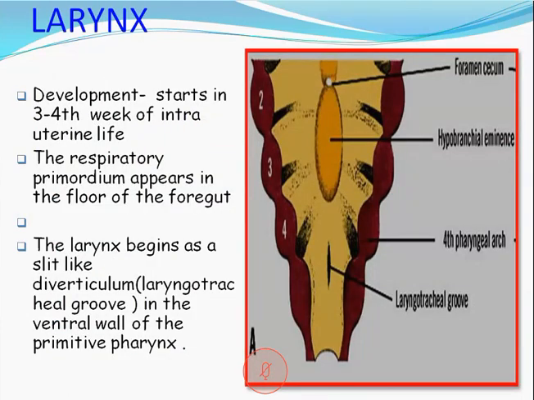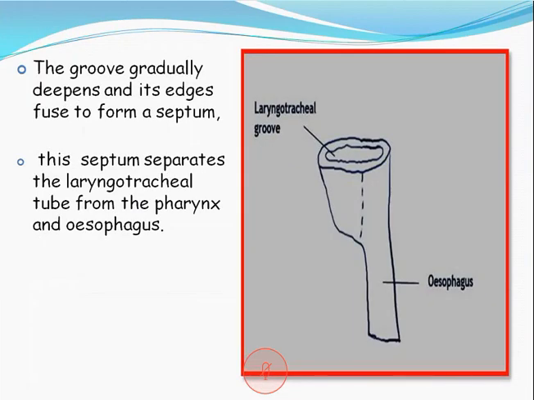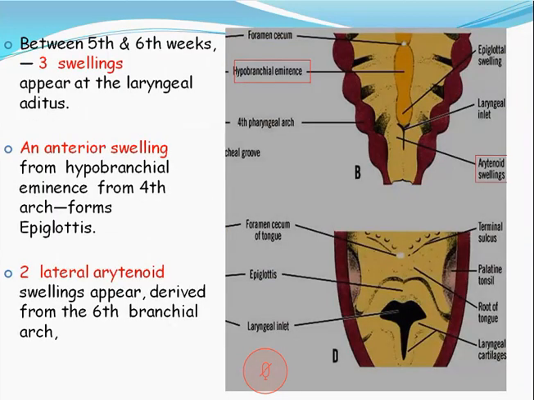The development of the larynx starts in the 3rd and 4th week of intrauterine life. The respiratory primordium appears in the floor of the pharynx. The larynx begins as a slit-like diverticulum on the laryngotracheal groove in the ventral wall of the primitive pharynx. The groove gradually deepens and its edges fuse to form a septum. The septum separates the laryngotracheal tube from the pharynx and esophagus posteriorly, that is dorsally.